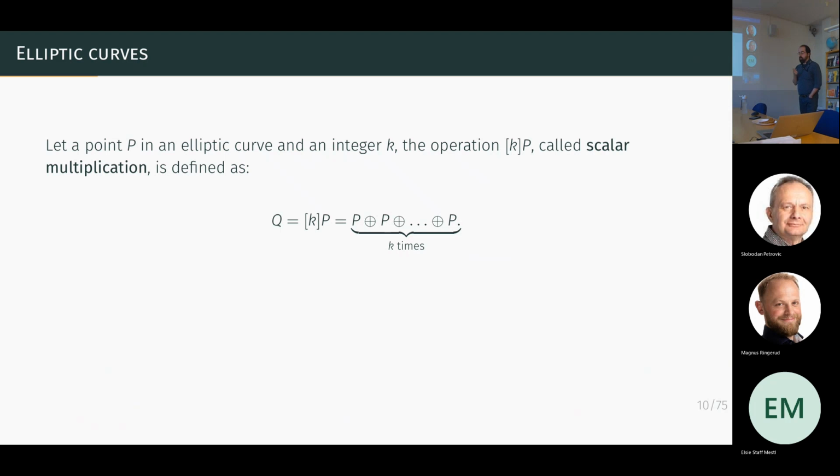So in terms of crypto, one of the main operations, again, I'm using additive notation, is what we call scalar multiplication.